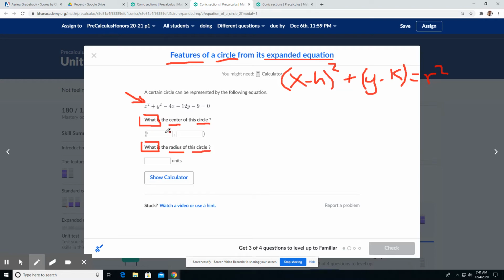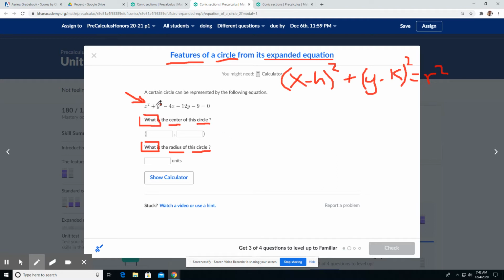Okay, so when we look at this, we need to fit it in this form, which pretty much means all the x's need to be grouped together and made into a perfect square. All the y's need to be grouped together and made into a perfect square, and the constants, or the numbers by themselves, need to be on the right side usually of the equation, and then we can use that information to help us find the equation of the circle.